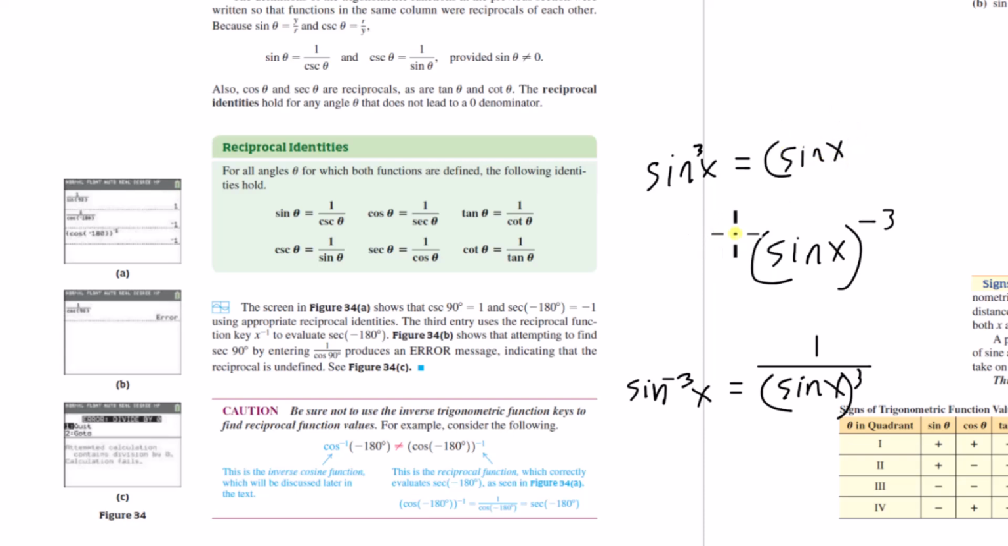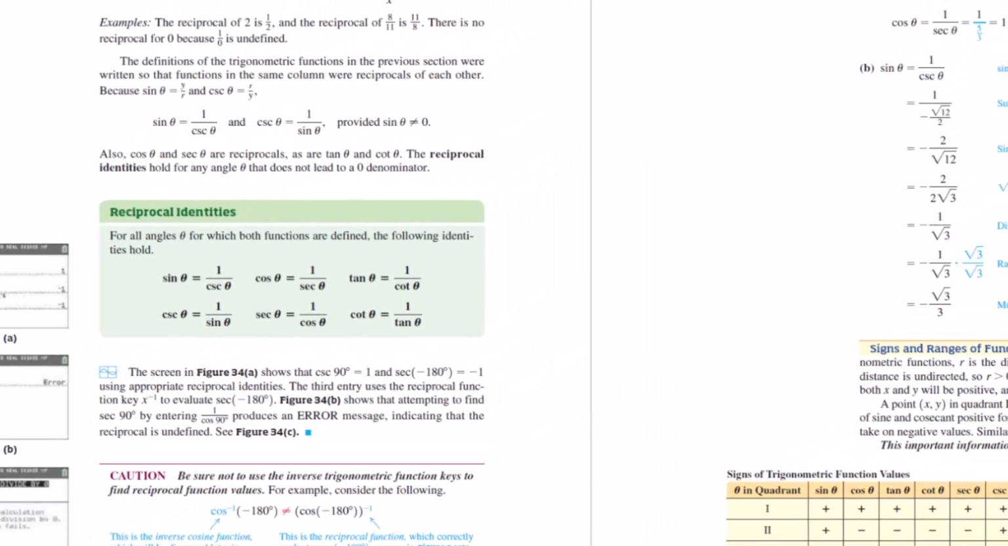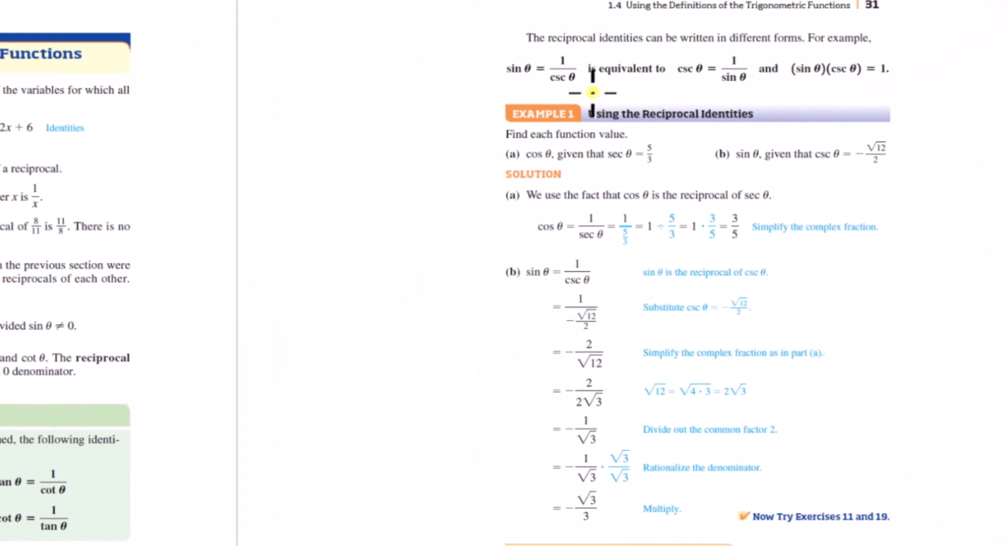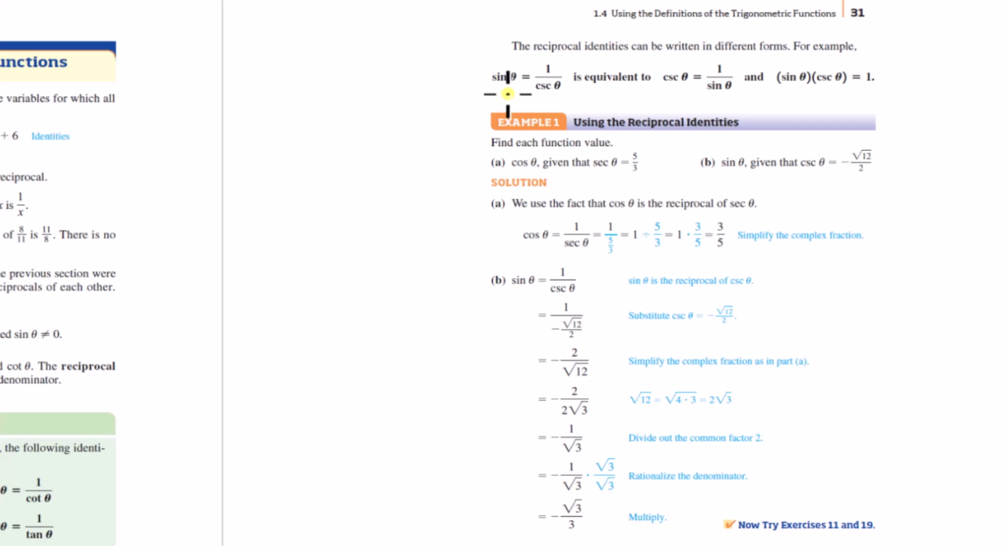All right, the reciprocal identities can be written in different forms. For example, sine theta is equal to 1 over cosecant theta is equivalent to cosecant theta is equal to 1 over sine theta. Yeah, you could easily switch. That's why sine is the reciprocal of cosecant, and cosecant is the reciprocal of sine. But you could also write it like sine theta times cosecant theta is equal to 1. You can write reciprocals in about 3 different forms like this.